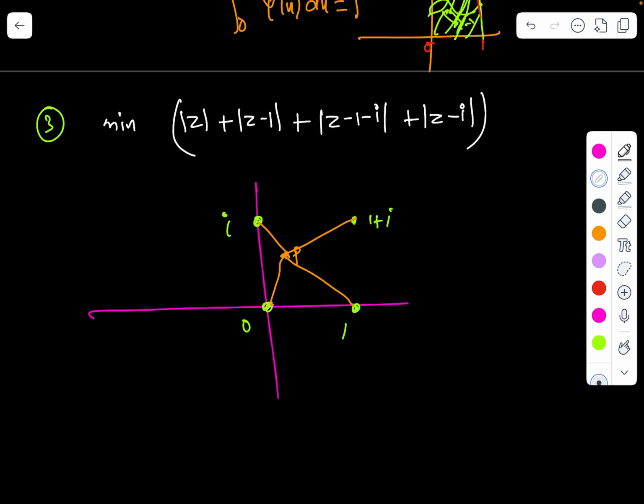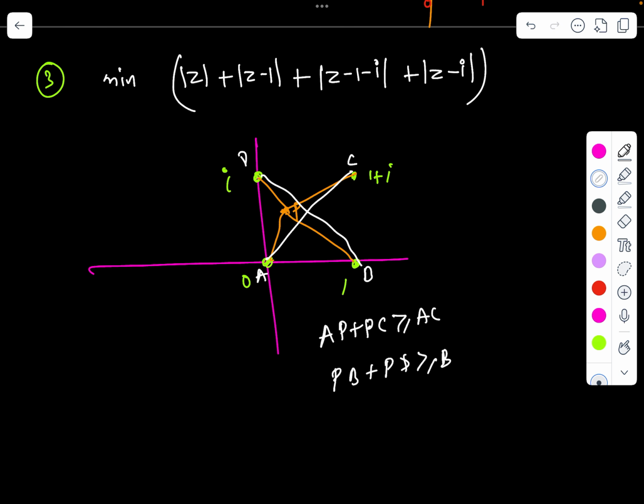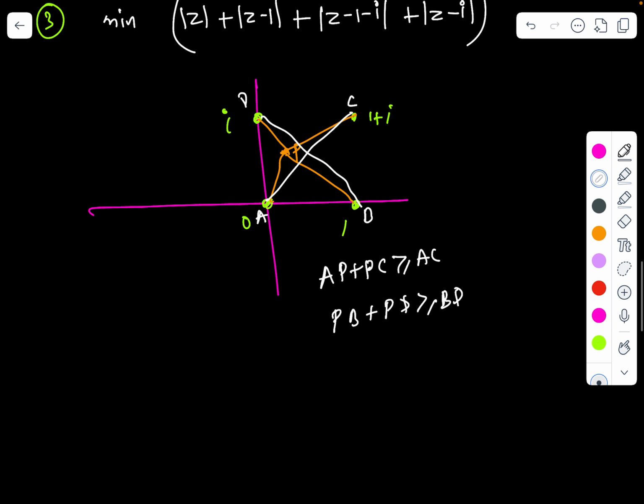That's very obvious. If I call these points A, B, C, D, then from the triangle inequality AP plus PC will definitely be greater than or equal to AC, and similarly PB plus PD will be greater than or equal to BD. So equality will be the minimum case, because this will always be more than this. Here also equality will be the minimum case. The minimum for PA plus PB plus PC plus PD has to be AC plus BD.